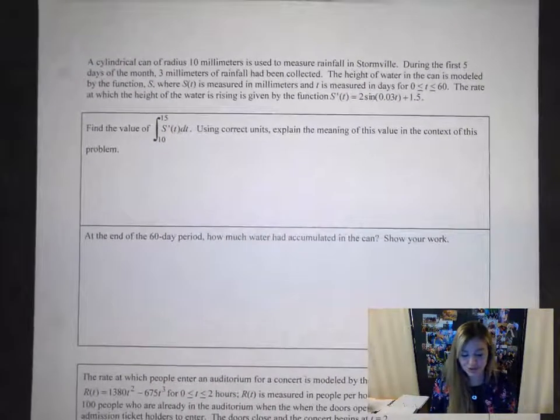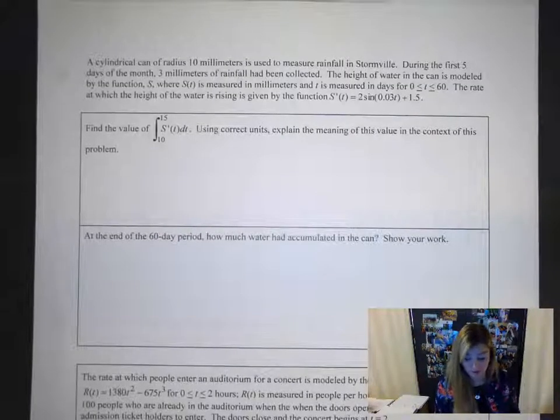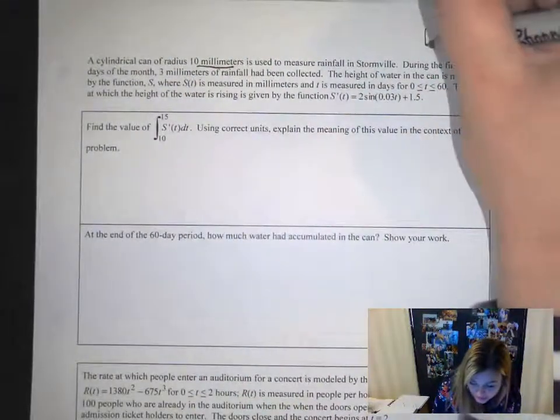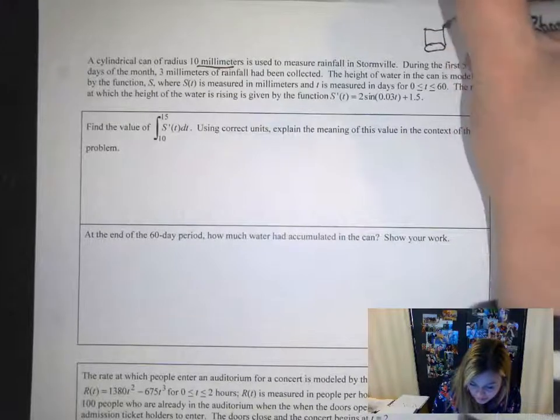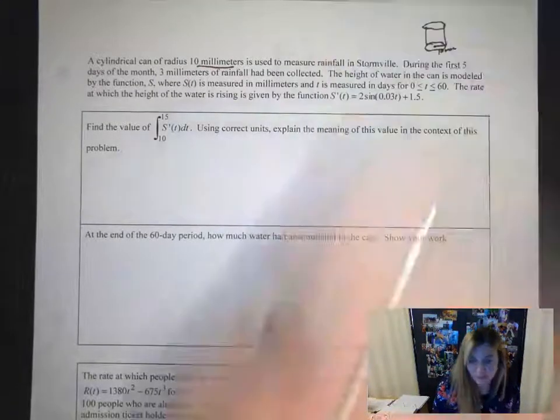A cylindrical can of radius 10 millimeters is used to measure rainfall in Stormville. Okay, so I've got a cylindrical can with a radius of 10 millimeters. Cylindrical can, 10 millimeters. Okay, got that in my head.